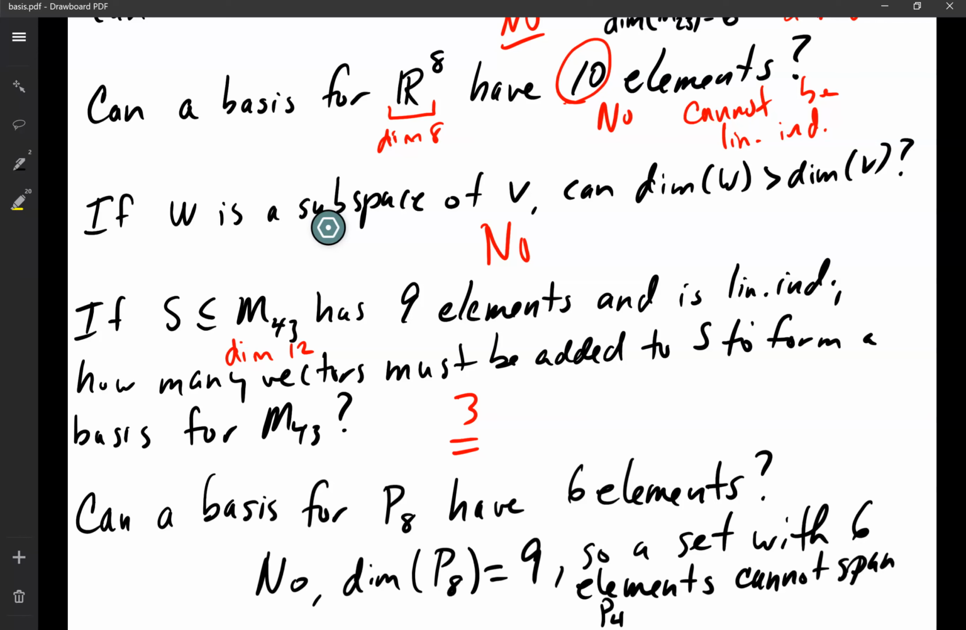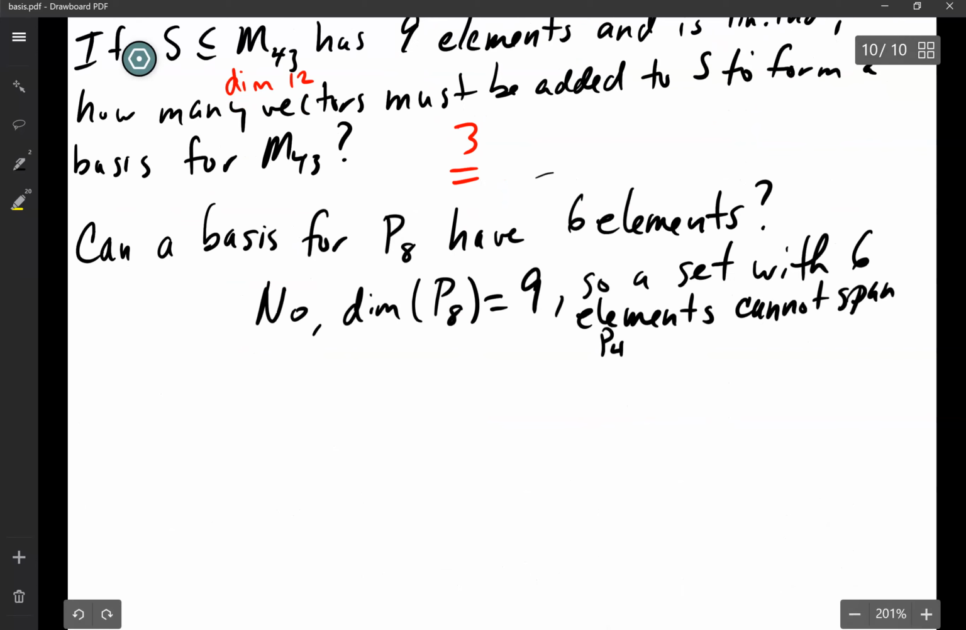Okay. So this one was too big. It can't be linearly independent. This one's too small. It can't possibly be spanning. Back up here again, for if W is a subspace of V, can the dimension of W be greater than the dimension of V? The answer to that is no.